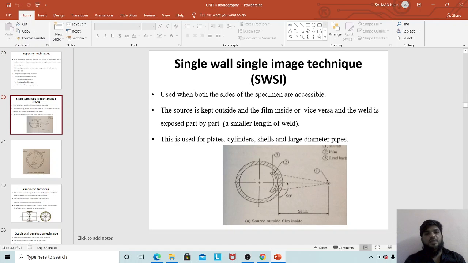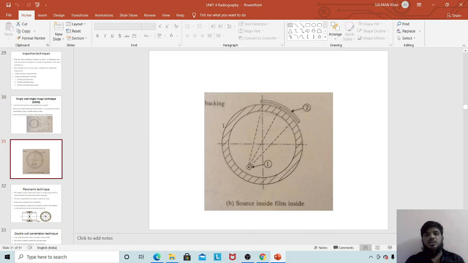So the main difference between all these is that in the single wall single image technique we have one source and one image. On one side of the wall we have a source, and on the other side of the wall we have an image. The source is kept at some distance. When the source sends a signal, we receive the image on which it is being projected. This is generally used for thin plate cylindrical shells like this.